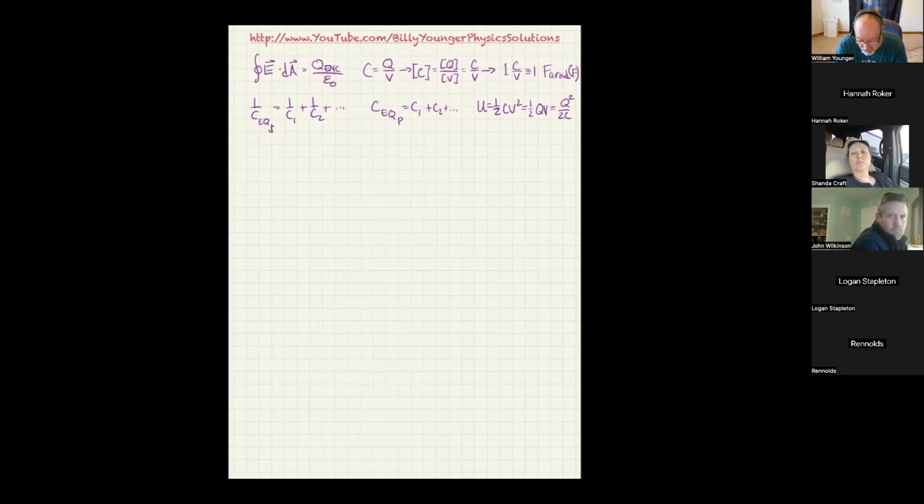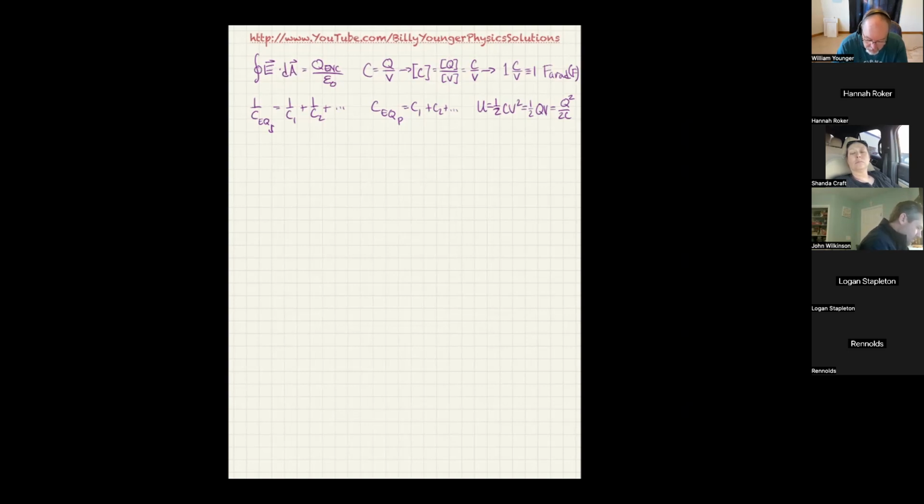And I'm letting you guys know that unit-wise, the units for capacitance are coulombs per volt, and we define the coulomb per volt as 1 farad. So the abbreviation is just a capital F. Then the formula, notice how it's reversed here.